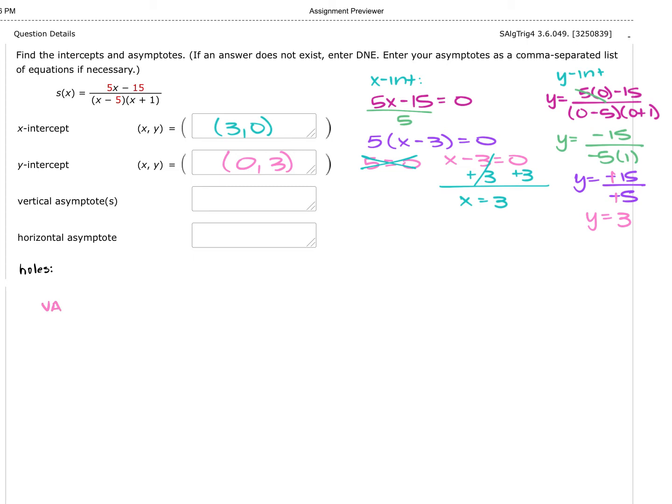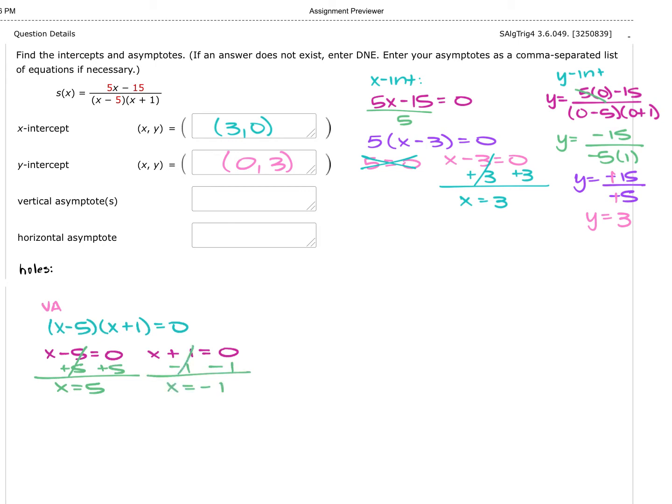To find your vertical asymptote, you are going to take the denominator, which is (x minus 5)(x plus 1), set it equal to 0, and solve. This one's already factored for you. So the only thing you have to do is set that x minus 5 equal to 0, as well as that x plus 1 equal to 0. We move that 5 over by adding it to both sides. We get that x is equal to 5. Move the 1 over by subtracting it. That's x is equal to negative 1. So your two vertical asymptotes are at x is equal to negative 1, as well as at x is equal to 5.